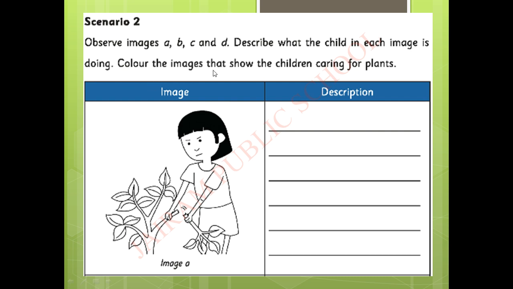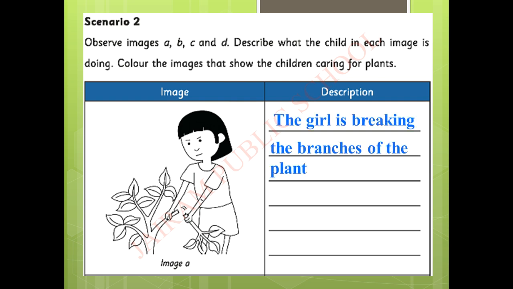Color the images that show the children caring for plants. So what you have to do is, four images are given. In these the children are doing some actions, you have to decide which action is correct and color that picture alone. So what is given in image A? A girl is breaking the plant. Is it correct? No, it's wrong. So in the lines given, you can describe that the girl is breaking the branches of a plant. This action is a wrong action.